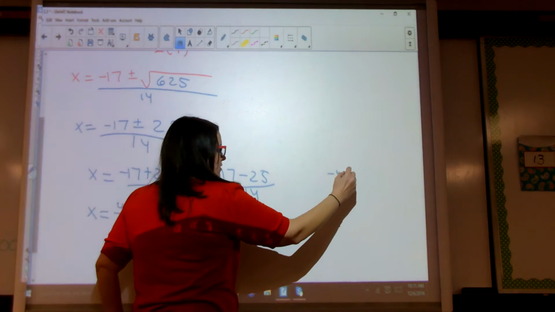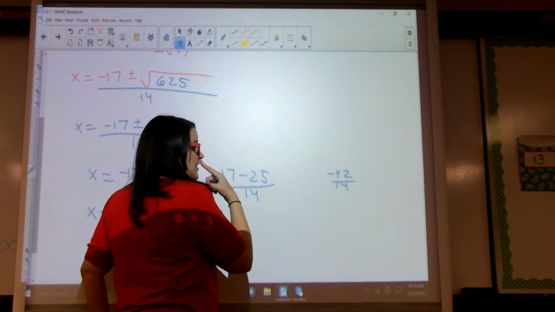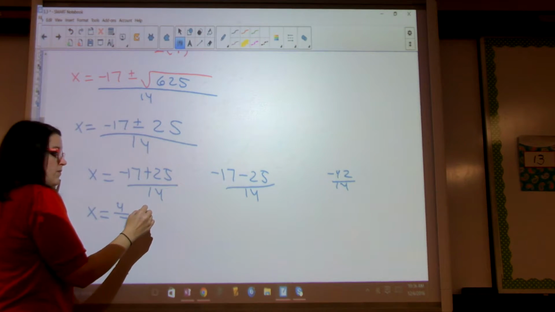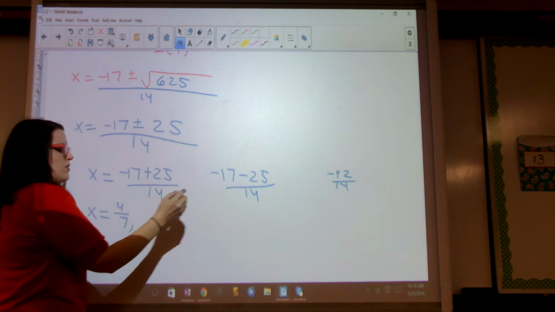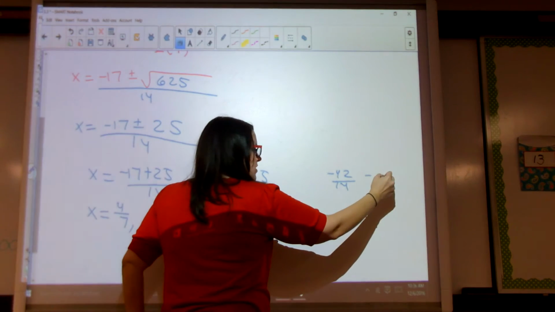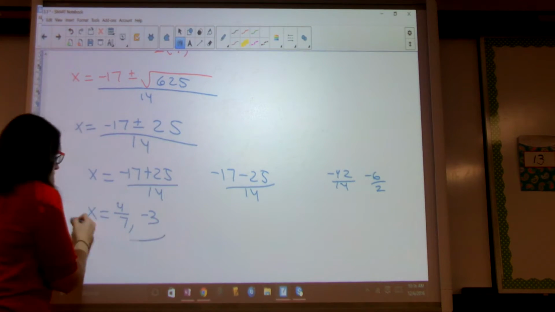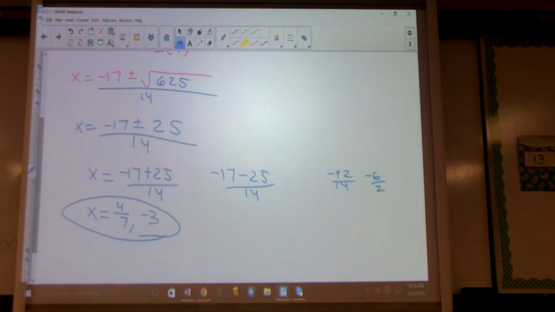I'm a visual person, I need to write it. Let's see, 7 goes into both those, so what does that reduce to? Oh wait, hold on, this even goes further. So it'll be negative 6 over 2, which is negative 3. You have calculators, but we need the practice. Works out perfectly. So some work out nicely as rational numbers. Some you still have those square roots, so they're still irrational.